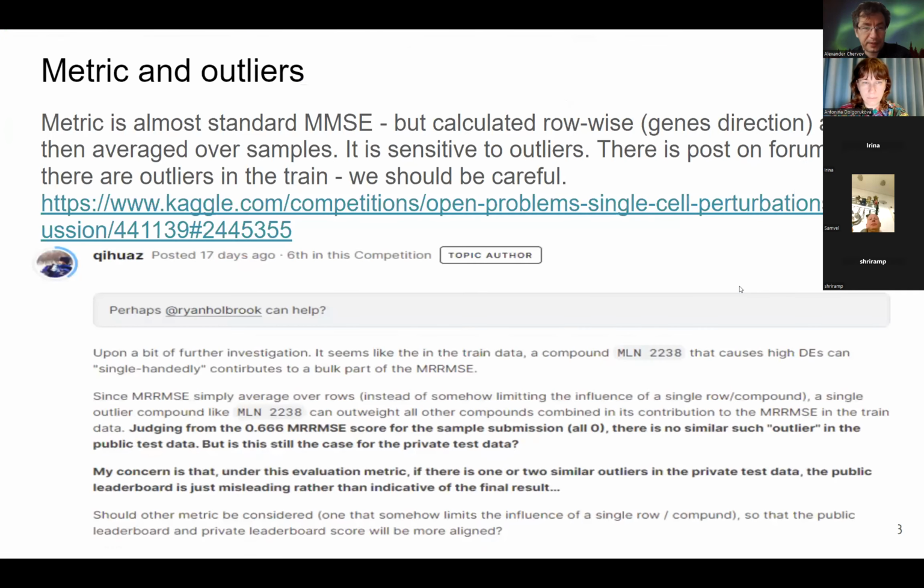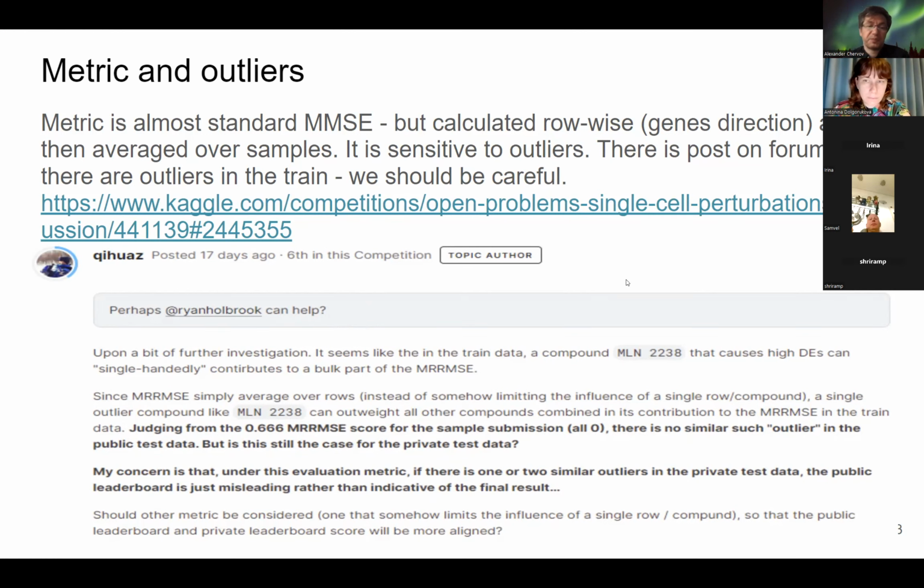Okay, so another technical remark: the metric and the outlier. The metric is very simple. It's more or less the standard mean square, but it's calculated row-wise. That means it is first calculated in the direction of the targets, and then averaged over the samples. As any mean square metric, it's sensitive to outliers, and we should be careful about that because there is a post on the forum by one of the participants saying that there is an outlier, and in his point of view, that outlier creates some problems.